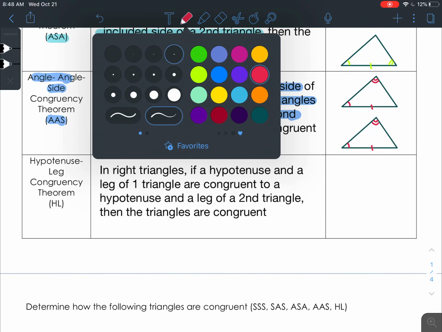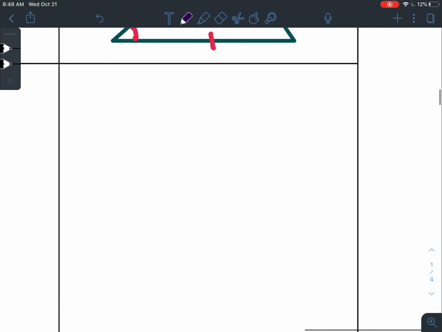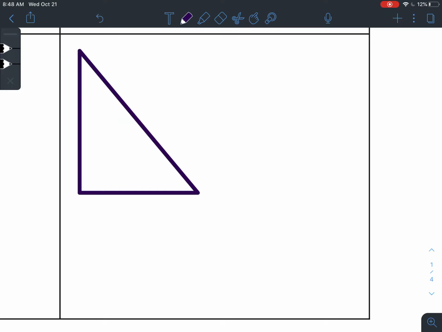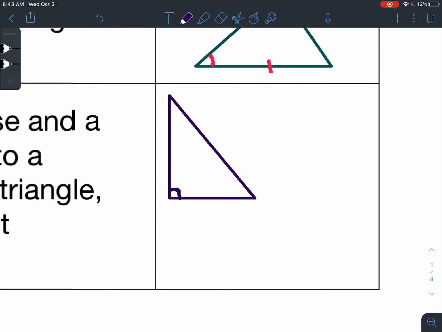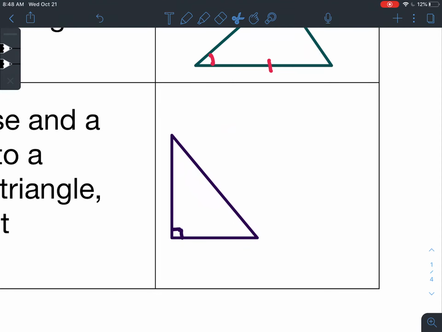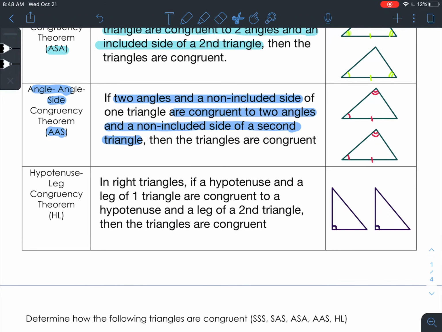Now, the last one says in right triangles. The reason why I didn't have you draw or copy and paste those two triangles in this bottom one is that this one is specific to right triangles. So I'm going to make a right triangle and mark my right angle. Then I'm going to copy and paste that and put it right beside it. Okay, so those are my two triangles.